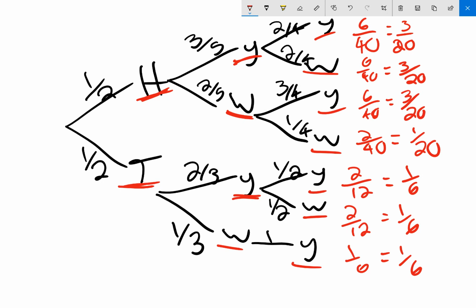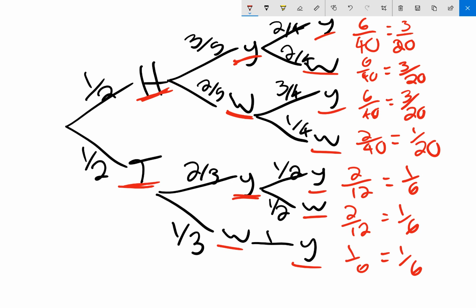So if you add up all of these, this all adds up to 1. If you add up all these, 3 over 20, 3 over 20, 3 over 20, 1 over 20, 1 over 6, 1 over 6, 1 over 6, okay, they all add up to 1.